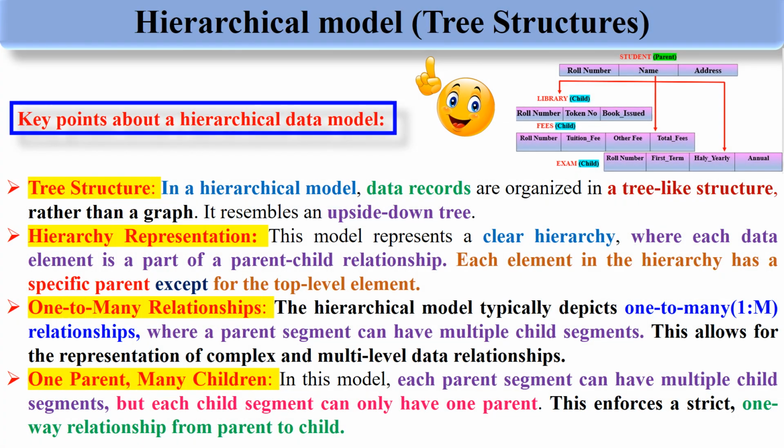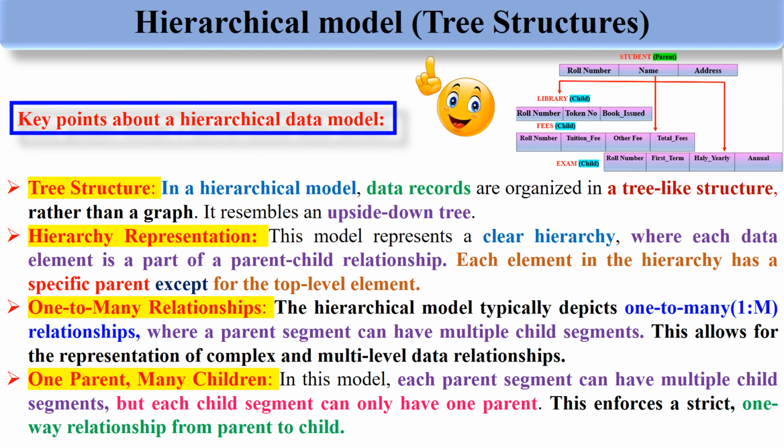Let's learn about the hierarchical model, tree structures. Key points about a hierarchical data model. Tree structure. In a hierarchical model, data records are organized in a tree-like structure rather than a graph. It resembles an upside-down tree. Hierarchy representation. This model represents a clear hierarchy, where each data element is a part of a parent-child relationship. Each element in the hierarchy has a specific parent except for the top-level element.